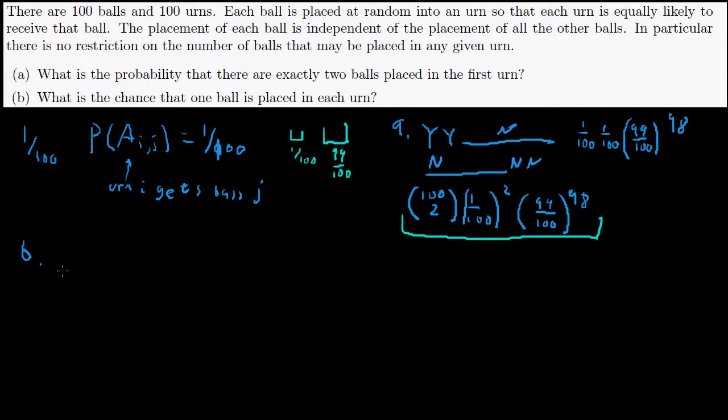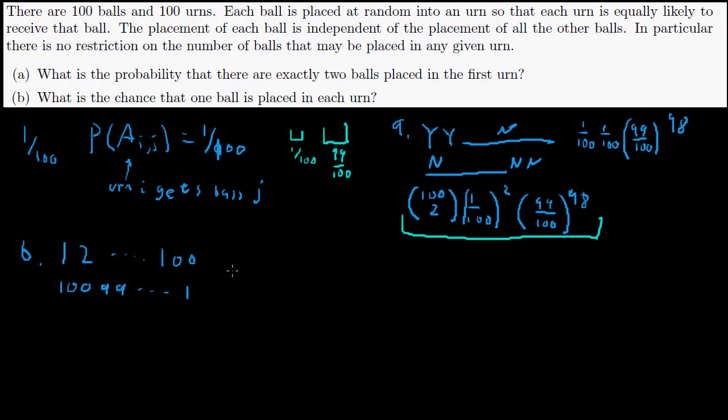What is the chance that 1 ball was placed in each urn? So again, this is a counting problem, so we need to look at the possible sequences where this can happen. We could have 1, 2, all the way through 100, or we could have 100, 99, all the way through 1. The point here is that every urn must be hit, and we must have that happen exactly once. So if I asked you what is the probability that I hit urn 1, then I hit urn 2, then I hit urn 3, and so on.